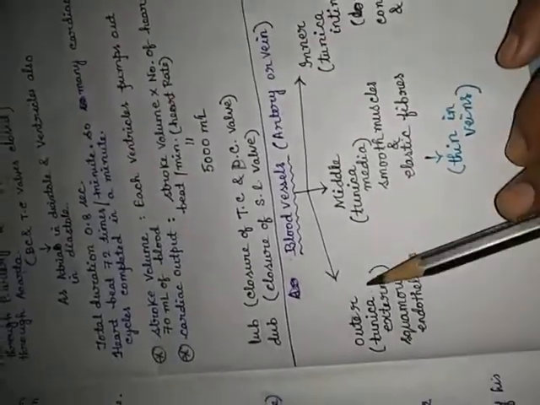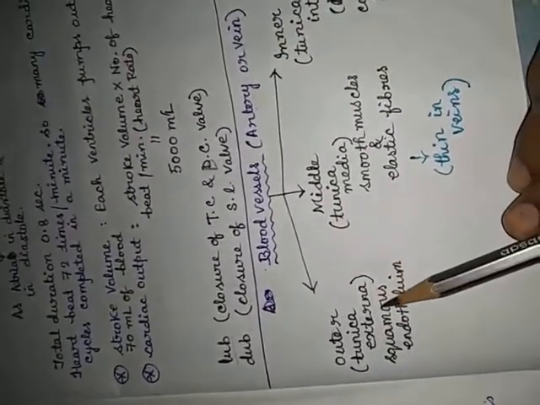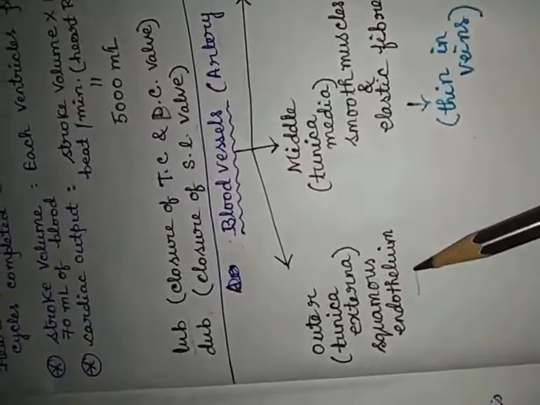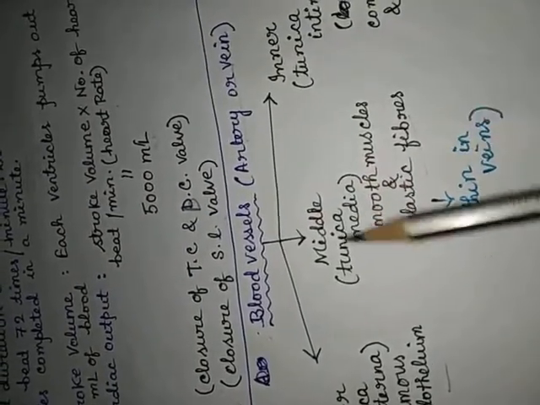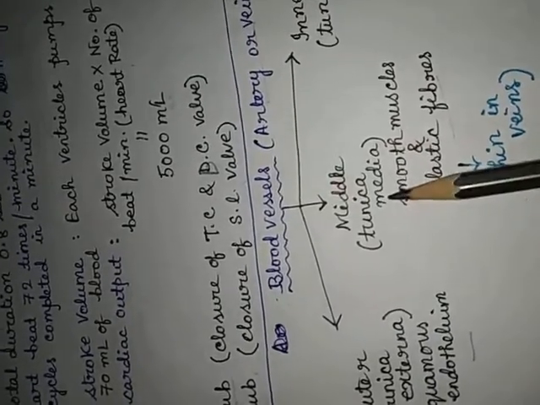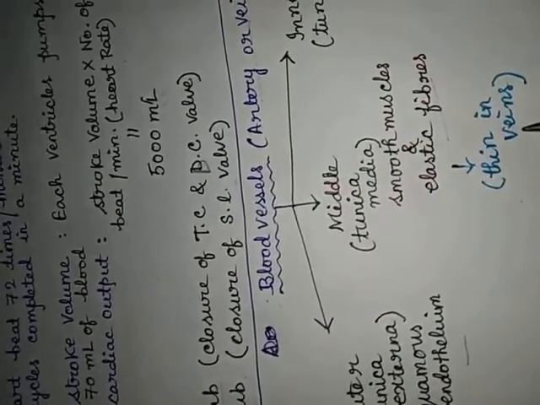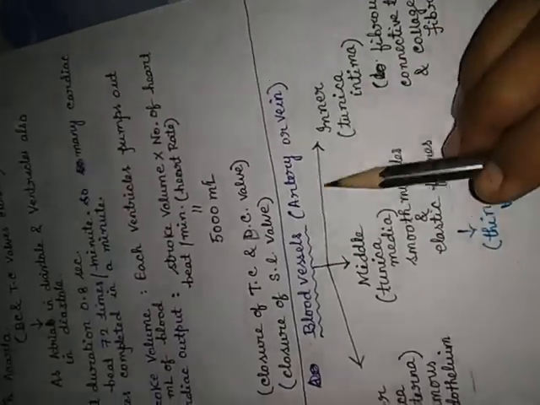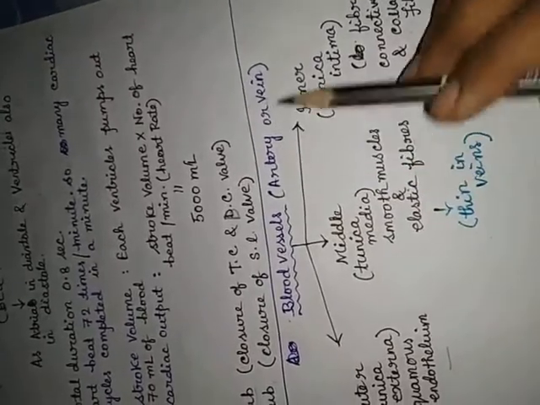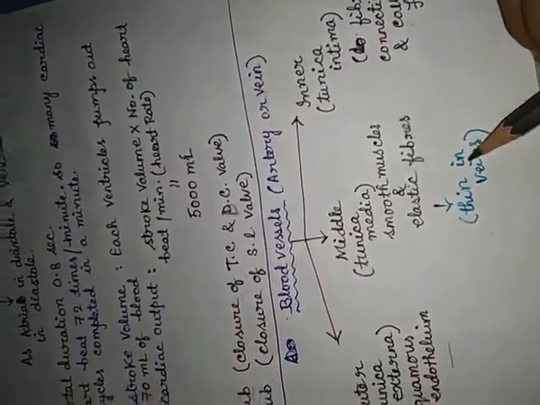But the blood vessels, mainly arteries and veins, have three layers: the outer tunica externa, which is made up of squamous endothelium; the middle layer is made up of smooth muscles and elastic fibers, which is known as tunica media, and this is very thin in veins; and the last one is the tunica intima, which is the innermost layer and mainly made up of collagen fibers and fibrous connective tissues. So these are the layers of the blood vessels, whereas this middle layer is very thin in veins.